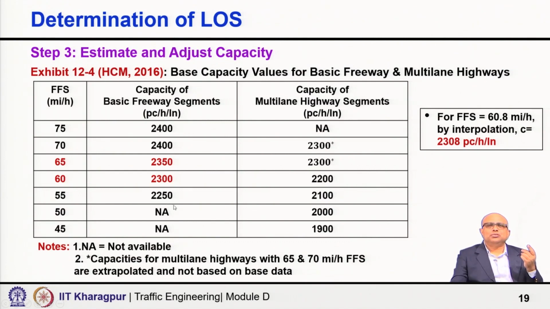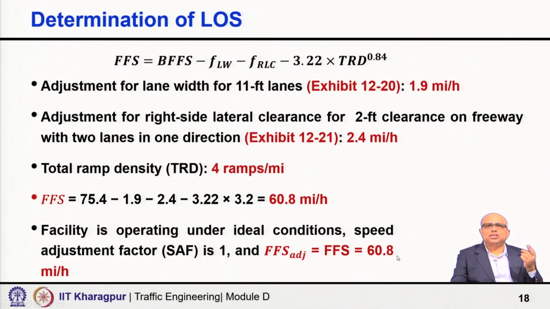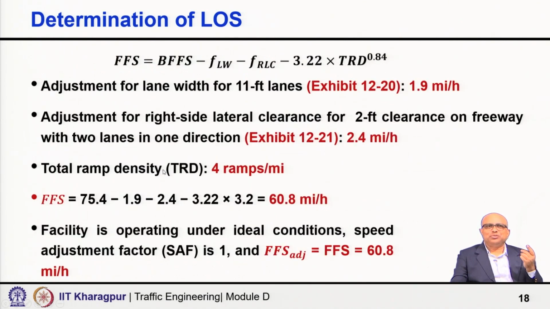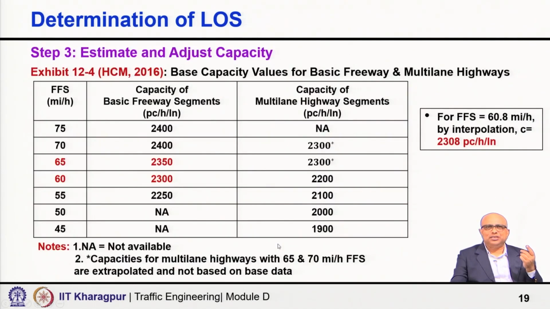Then once we know that it is 60.8 mile per hour, we can go to this table. We know the value of capacity for basic freeway segment for 60 is 2300 and for 65 it is 2350. So, we can interpolate it for the value 60.8. That interpolation has been done and then you get a value of 2308.